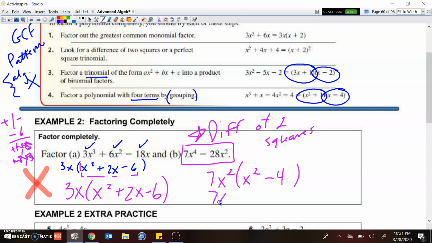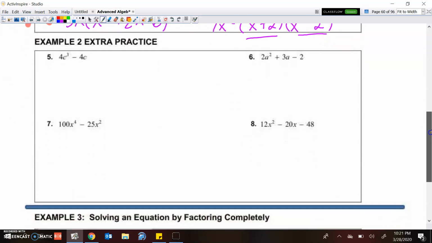I can write this as 7x squared. And remember, if it's a difference of two squares, you take the square root of the first value, which is x and x, the square root of 4, which is 2 and 2, and then 1 is plus and 1 is minus. And that's what we're going to get as our answer. Okay? All right. When I look at that, these are as factored as far as they can go. We're done. Good work.